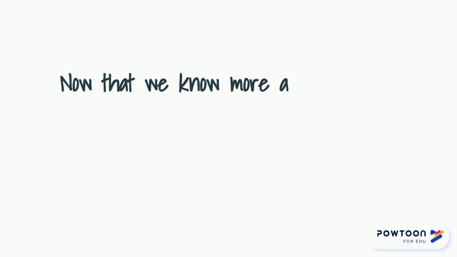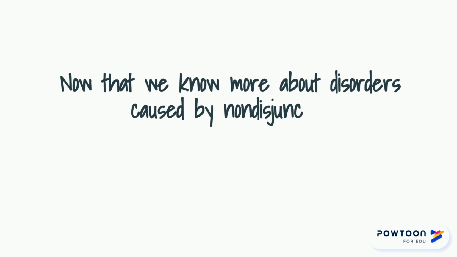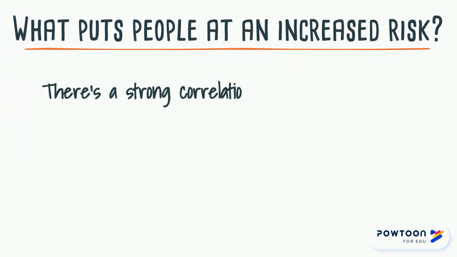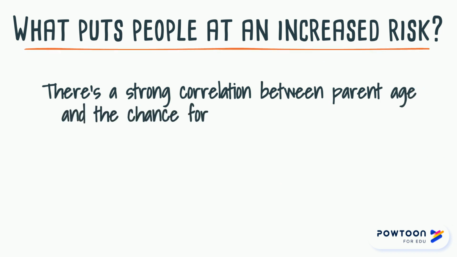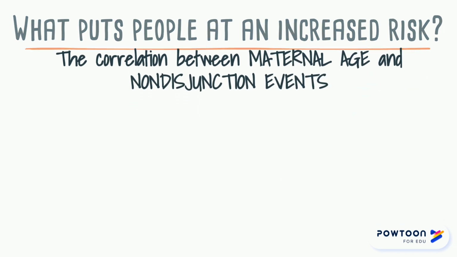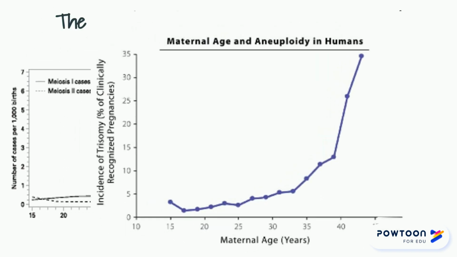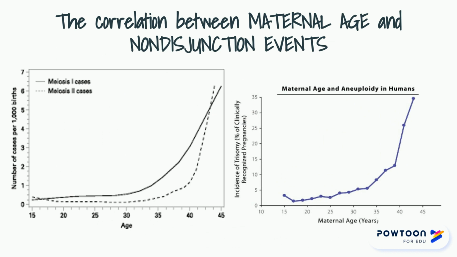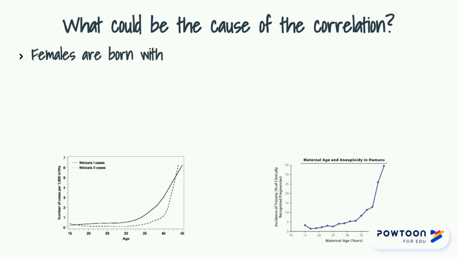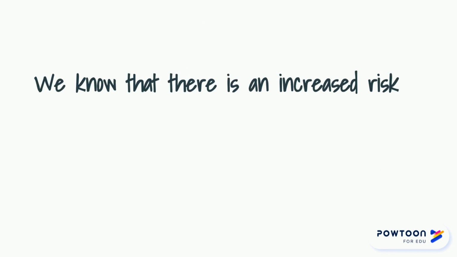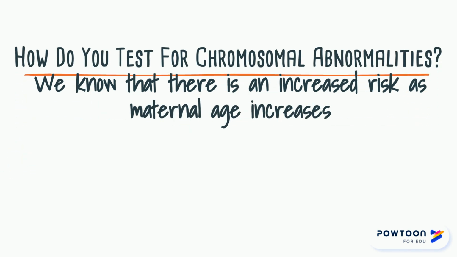Now that we know more about disorders caused by nondisjunction, what puts people at an increased risk? There is a strong correlation between parent age and the chance for chromosomal abnormalities. These 2 graphs illustrate the correlation between maternal age and nondisjunction events. Females are born with all of their eggs, unlike males who continuously produce sperm throughout their life. We now know that there is an increased risk of chromosomal abnormalities as maternal age increases, but how do we test for these?